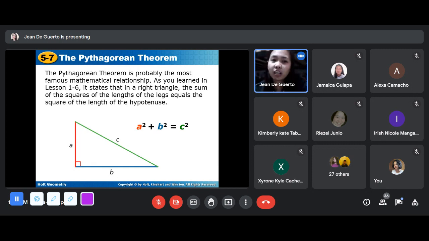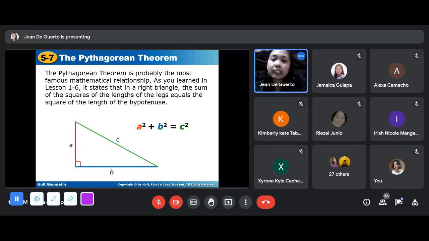Kung minsan yung b ang ginagawa nilang shorter leg, tapos yung a yung longer leg. But ang common na ginagamit for the shorter leg, ang common din na denotation, okay? The shorter leg is always denoted as A, while the longer leg is B, while the hypotenuse is always denoted as C. So sa Pythagorean theorem, ginagamit ito usually sa trigonometry, which will be our main focus pagdating ng fourth quarter.